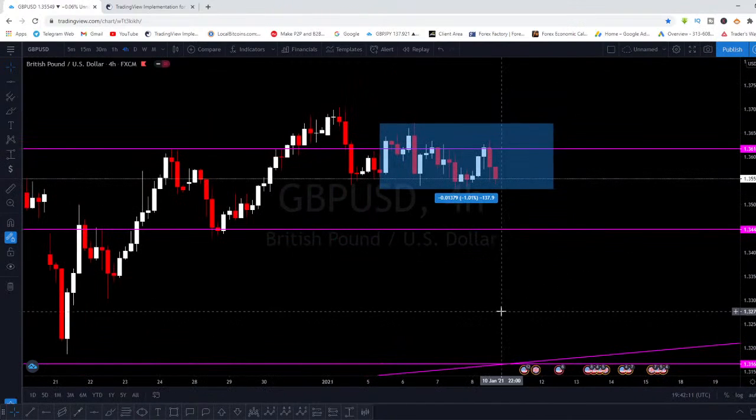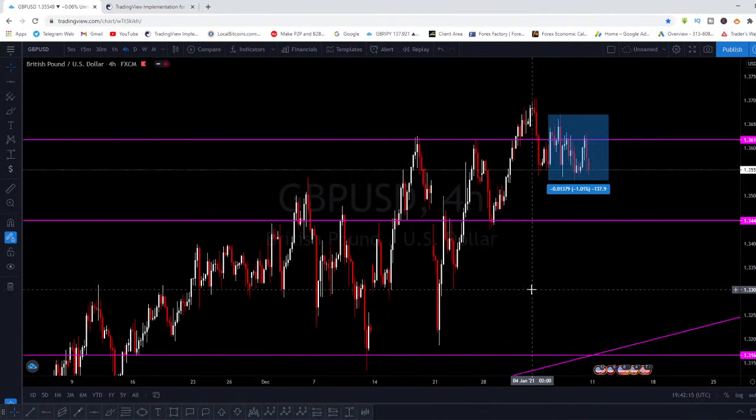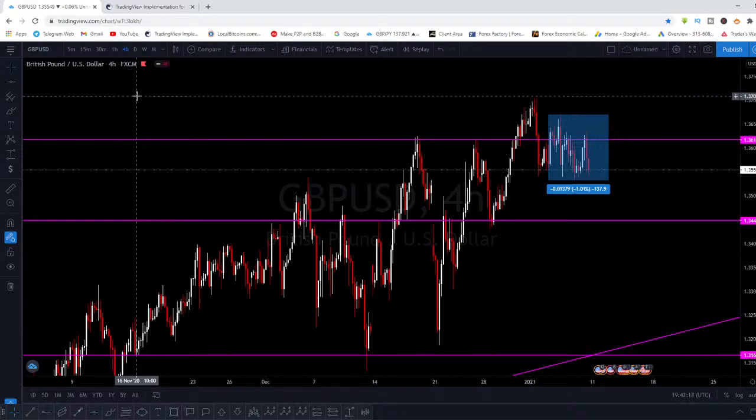So wait for confirmation. You have to be patient, guys. Don't let FOMO make you get into the market without confirmations, right? Make sure you look out for 4 to 5 signal confluences before you start trading any particular pair at all in the forex market.